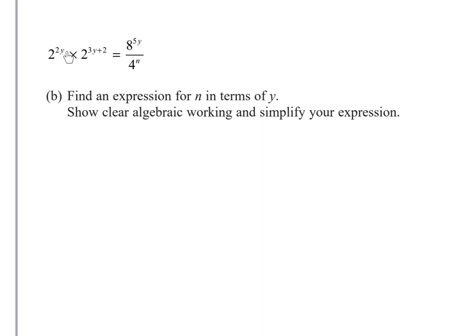Next, 2 power 2y times 2 power 3y plus 2 equals 8 power 5y over 4 power n. Find an expression for n in terms of y. 8 can be written as 2 times 2 times 2 or 2 power 3. 4, 2 times 2 or 2 power 2. And when we multiply, you have to add the power. So for the left hand side, add the power. 2y plus 3y equals 5y. So 2 power 5y plus 2.